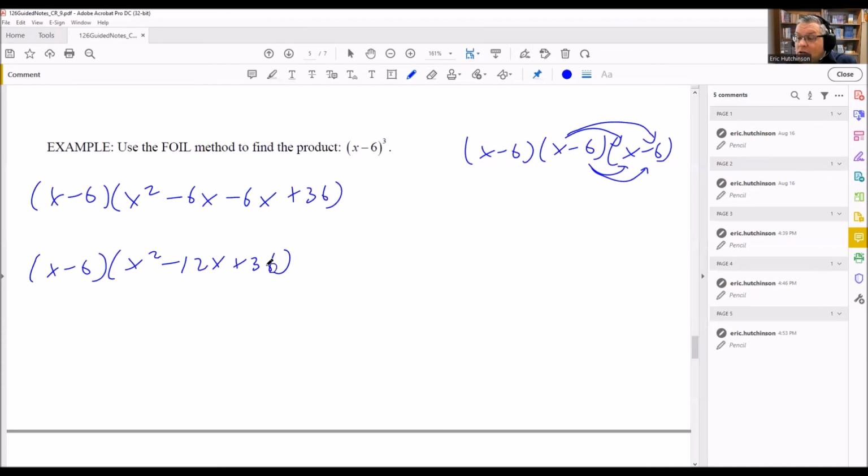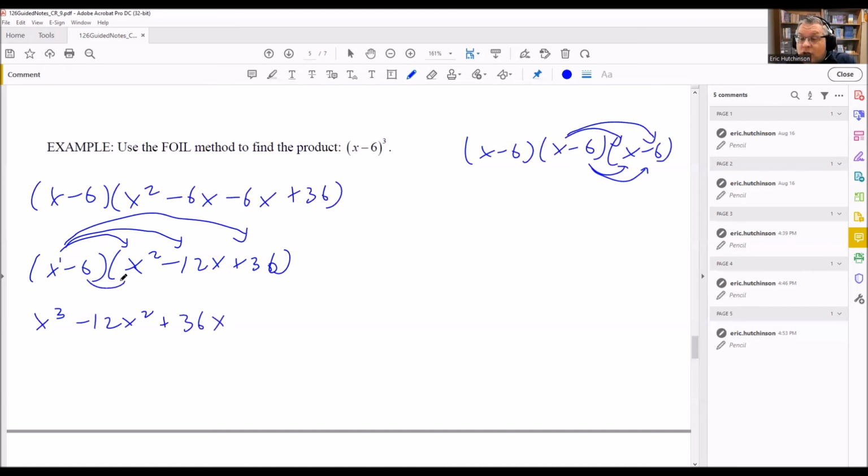Now that we've done that, everything else is going to be the same. We're going to take the x times everything inside and then the negative 6 times everything inside. So first we start with x times x squared, which is going to be x cubed. Remember, you're adding the exponents there. That's why it becomes a 3. The power on the x is a 1. So that's where we get x cubed from. Then we're going to do x times negative 12x, which is negative 12x squared. And then now we're going to do x times 36, which is 36x.